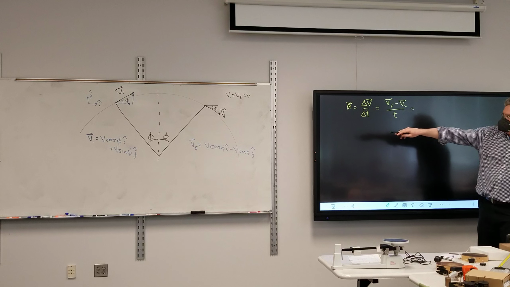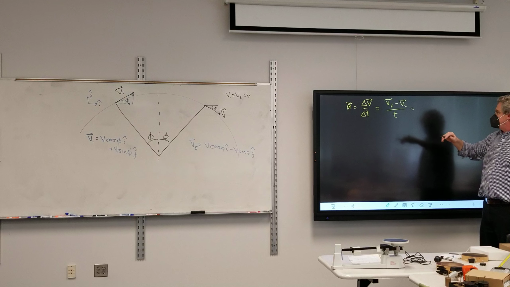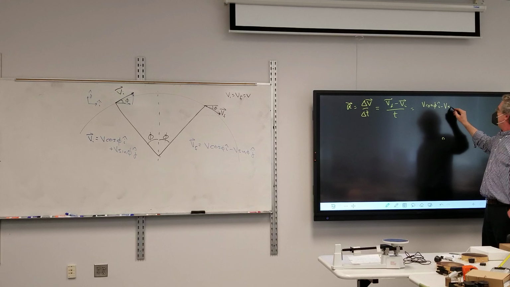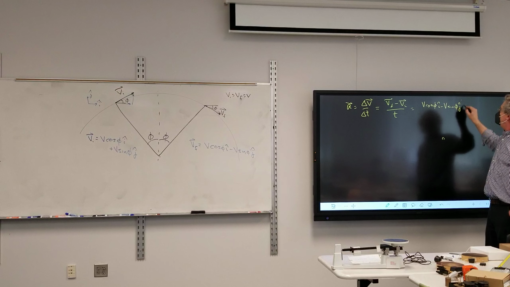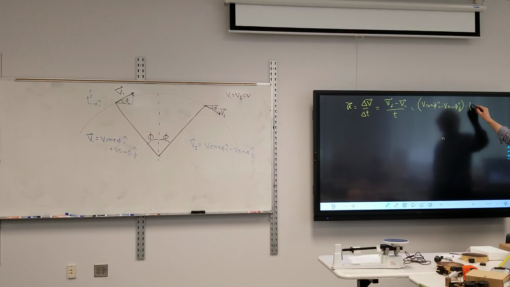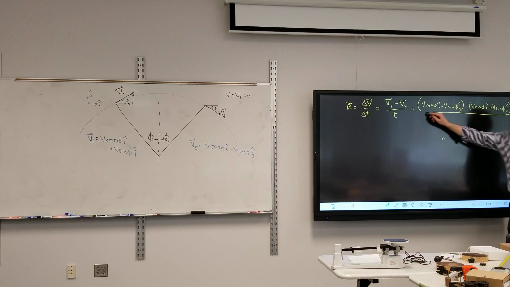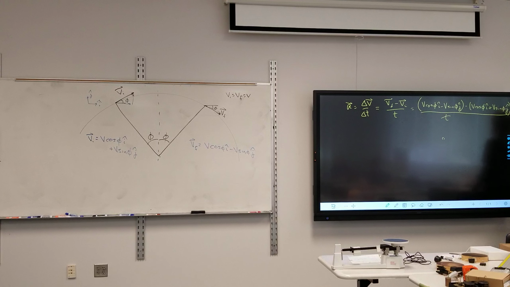Well, I have Vf and Vi over there because I set up a nice symmetry for this to work. So I got V cosine phi i hat minus V sine phi j hat, minus V cosine phi i hat plus V sine phi j hat. Divided by time.